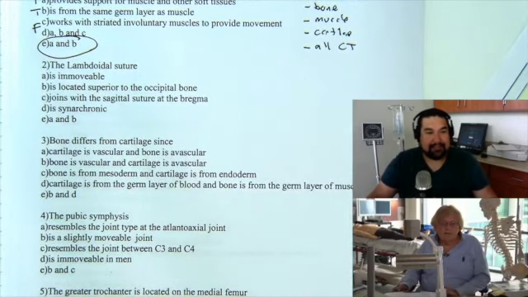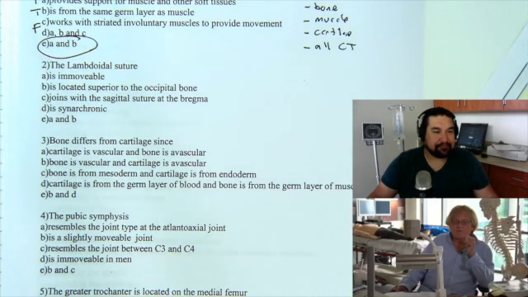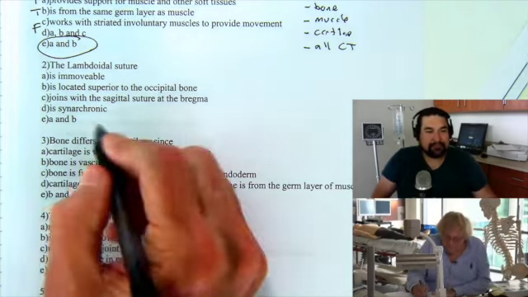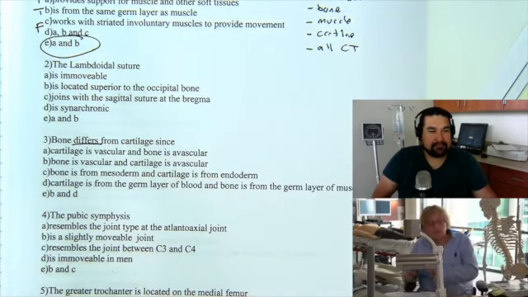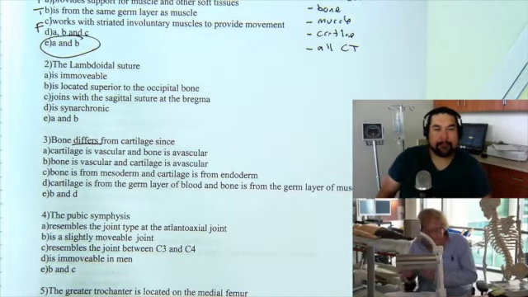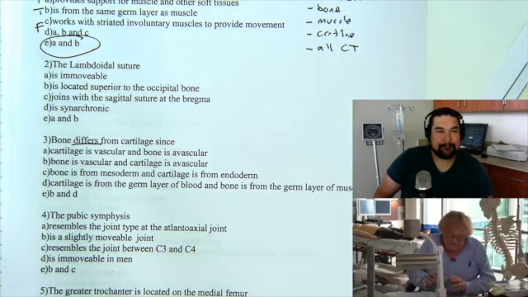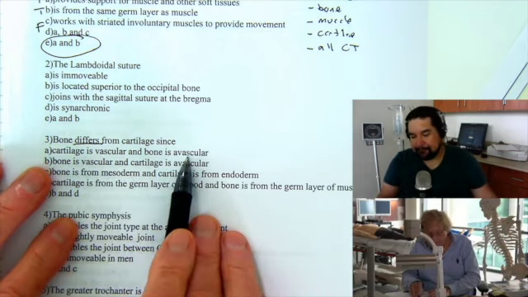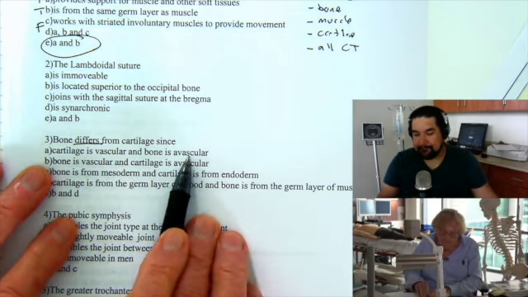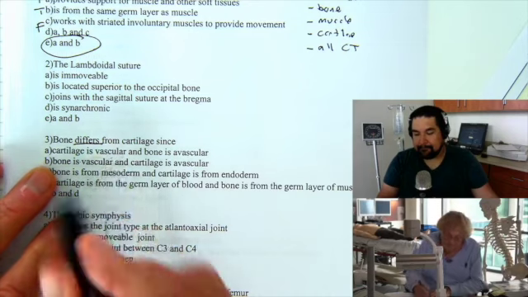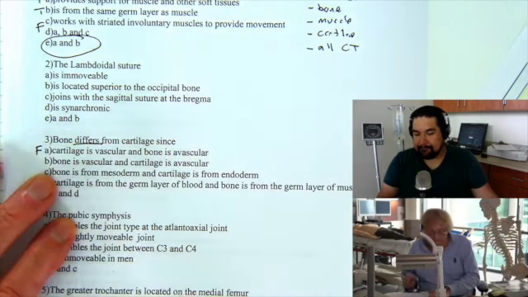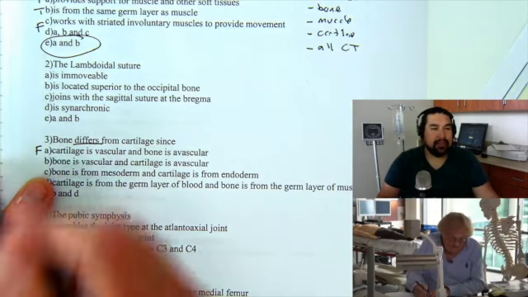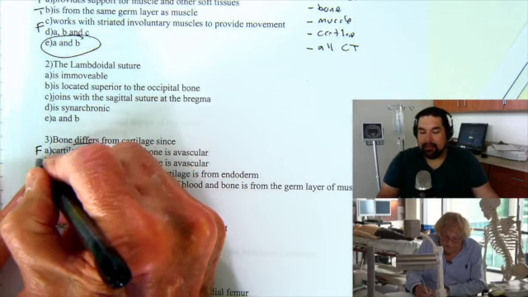How about 3? All right, so this is a really important question, because it says how bone differs. You always want to look at a test and say, what is it really asking? It's not saying how is something the same, but how does it differ? Well, A says cartilage is vascular and bone is avascular. Well, let's see. Cartilage has no blood supply, so that's got to be false. It says bone is vascular and cartilage is avascular. Okay? And so therefore that's true.